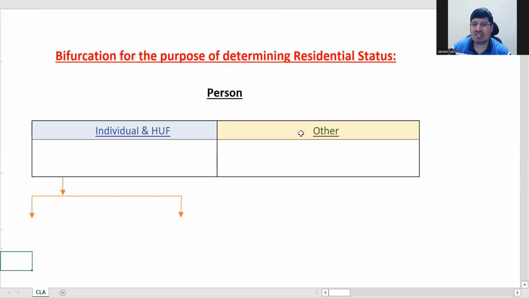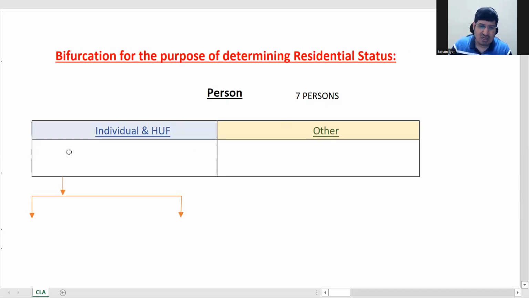Now let us see how residential status is studied, or basically what comes under residential status. Person, we have got 7 persons, correct? This means all 7 persons: individual, HUF, AOP, BOI, company, AJP, local authority, all of them. Now in here you have to divide it into these 2 groups. One is individual and HUF separately, then all other 5 persons separately. So for individual and HUF it is separate, and for other 5 it is separate.